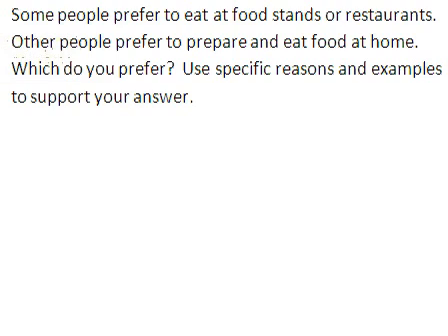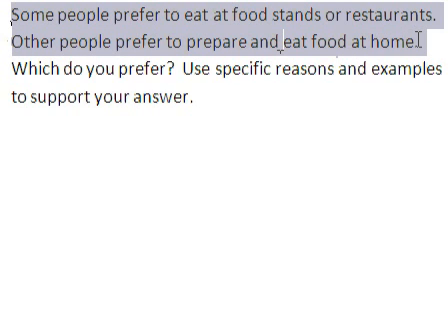Now, if we look at the essay question. The question reads, some people prefer to eat at food stands or restaurants. Other people prefer to prepare and eat food at home. Which do you prefer? Use specific reasons and examples to support your answer.